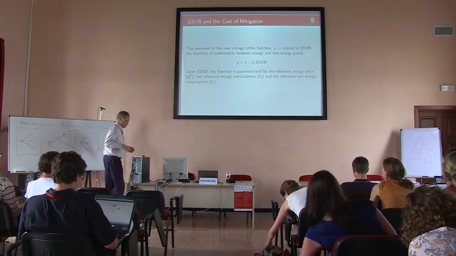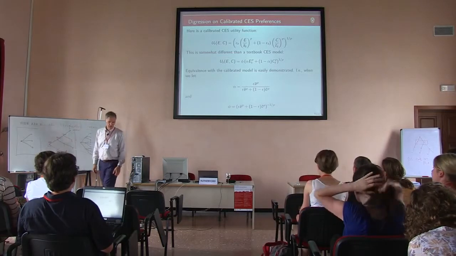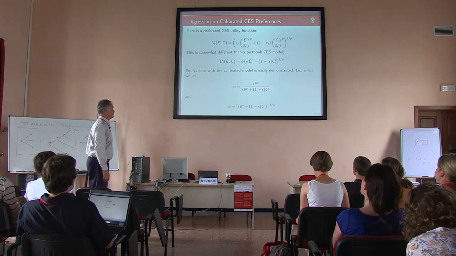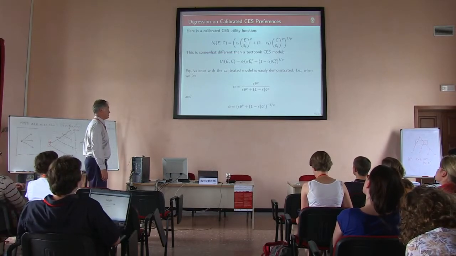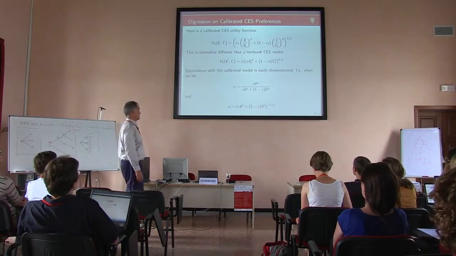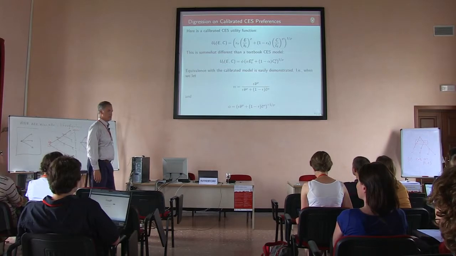So this is ESUB. We've talked a little bit about the elephant and the rabbit. The utility function in this model is calibrated. So I take E bar as the base year energy demand, C bar is the base year consumption, non-energy demand, epsilon sub t is the energy value share. And here I'm just teaching a little bit of microeconomics.